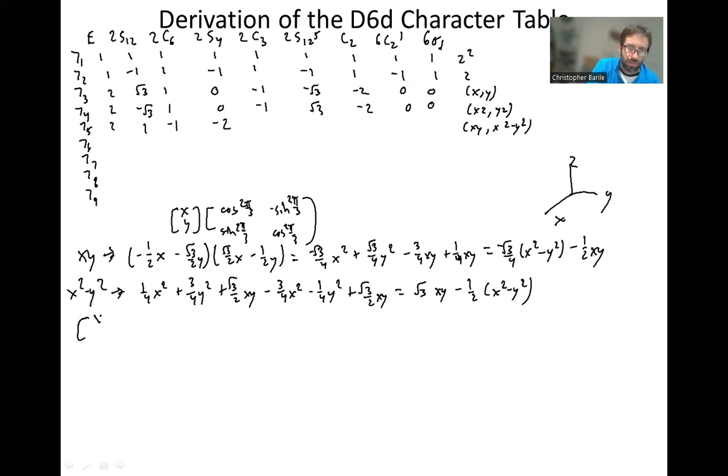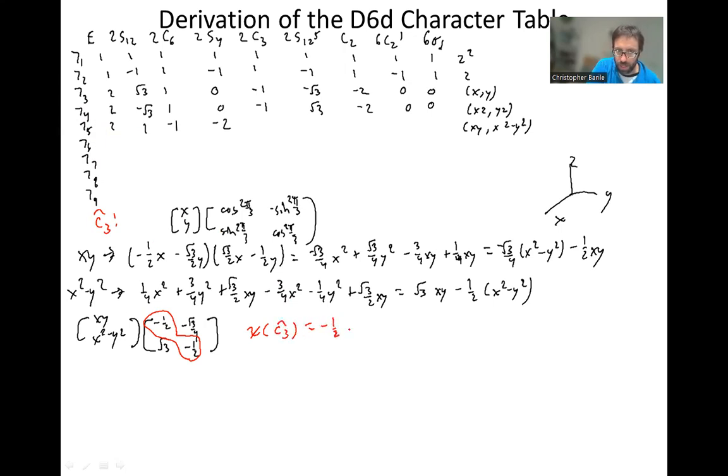And so our 2x2 matrix that describes this transformation is simply going to be negative 1/2, negative root 3 over 4, taking that from these coefficients, and then taking from these coefficients, we have root 3 and negative 1/2. We take the trace of this matrix and we get negative 1/2 plus negative 1/2. So this was all, by the way, for the C3 operation, right? Can't forget what we're doing. Equals negative 1. So we got negative 1 right there.